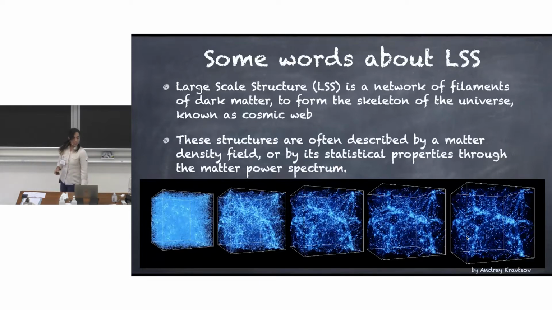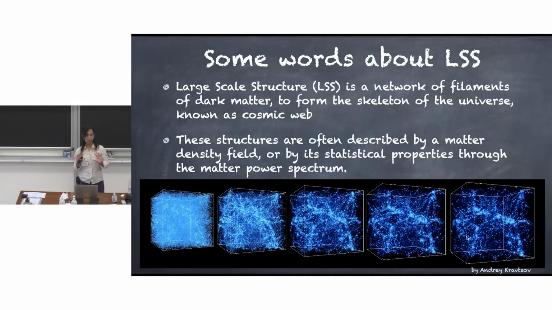Great. So basically, I would like to talk about the part of cosmology called large scale structure, that is this network of filaments of dark matter that form the skeleton of the universe, known as the cosmic web. These structures are often described by a matter density. In this simulation, you see just the dark matter field. In the early universe we have quantum fluctuations that grow over time, and at the end we have the structure that we see now in the universe that can host galaxies.